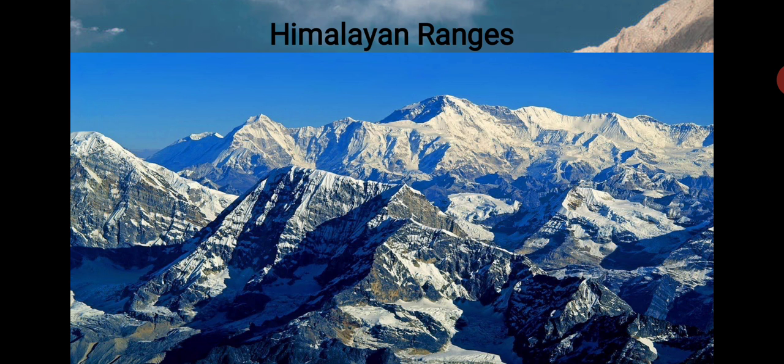Children, these mountains are the main source of rivers. Some of the world's famous rivers are associated with the Himalayas, for example Indus, Ganga, Yamuna, Koshi, Kamala, Gandak, Ghagara, etc. These are the major rivers of the Himalayan mountains.